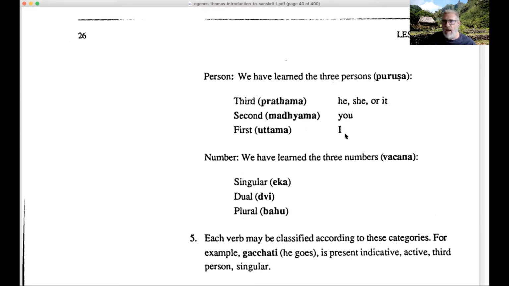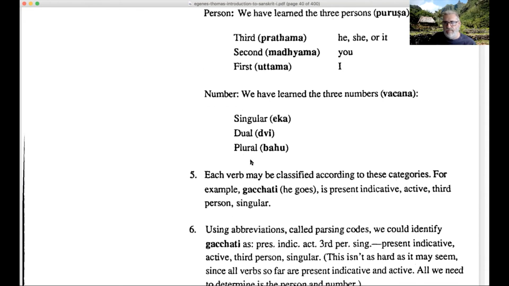The first person is I, or we two, or we many, right? These are all the different persons. So if we split up a verb and parse a verb, we say, tell me what kind of verb this is. We have to figure out what tense it is, what voice it is, what person it is, and now what number it is. So let's just see all those things.